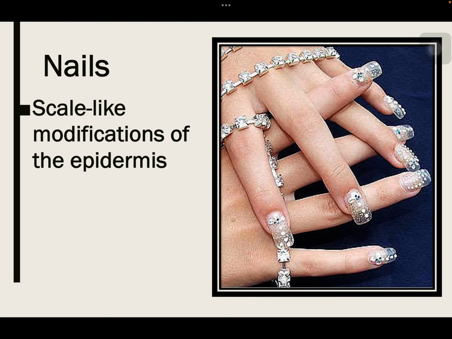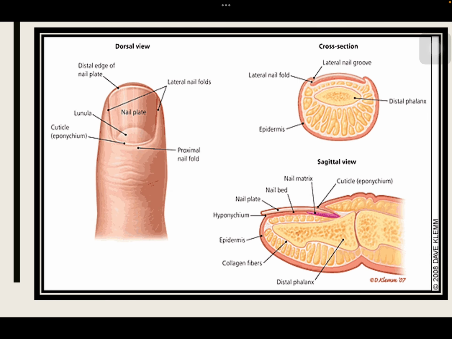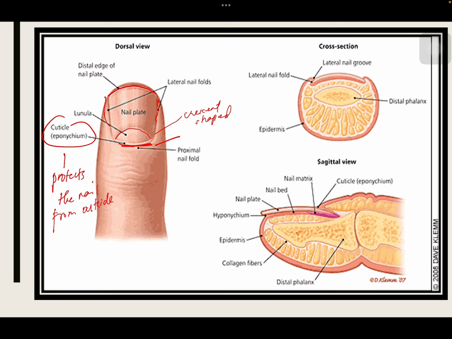Next, your nails. The nails are scale-like modifications of the epidermis. So here are the different parts of the nail. You have your lunula, which is the crescent-shaped area of the nail. Then you have your proximal nail fold, the distal edge of the nail plate, and your lateral nail folds. The cuticle, or the eponychium, protects the nail from external adverse conditions. It serves as a protection.